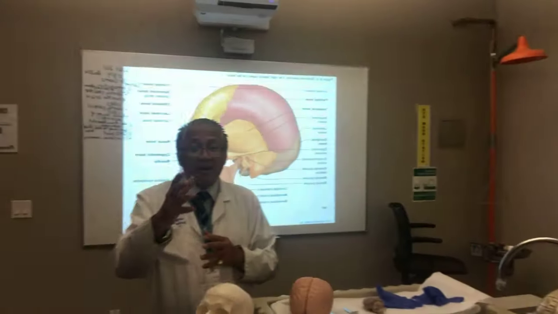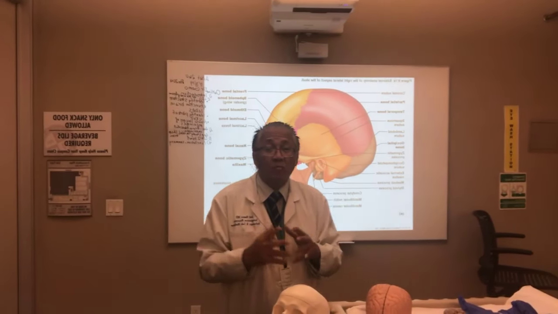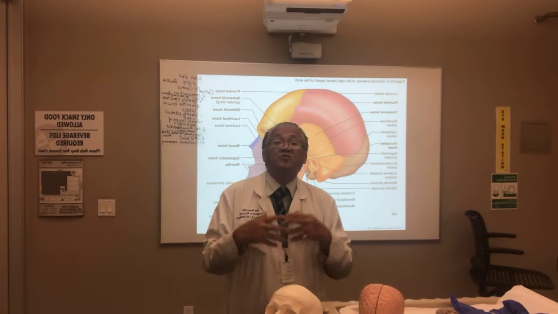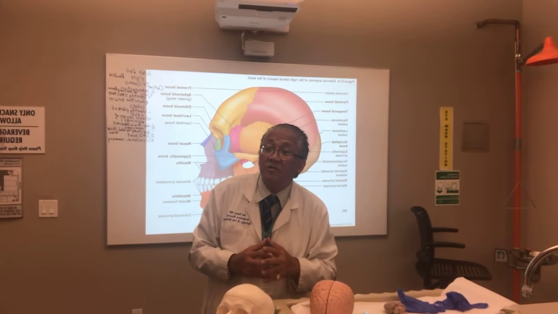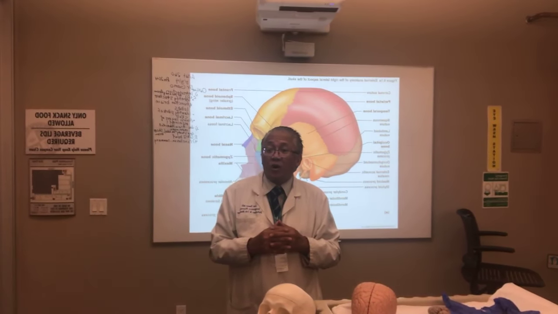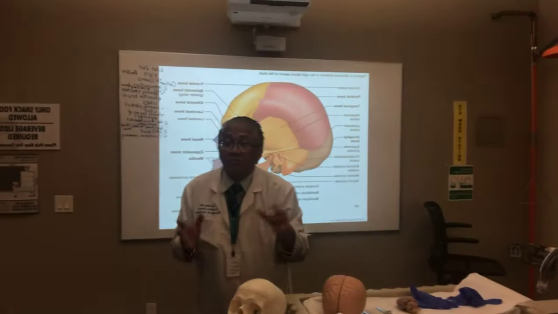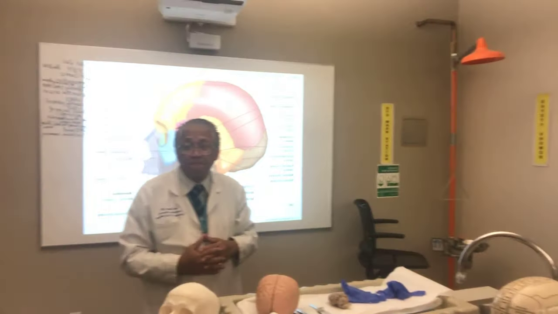Motor cortex. Mireya, what is found in the occipital lobe? What cortex would that be? Occipital lobe. Visual. Perfect. What about the temporal lobe? Miss Cruz? Hearing, auditory cortex. And finally, what is the function of the parietal lobe? Sensory cortex. Very good.